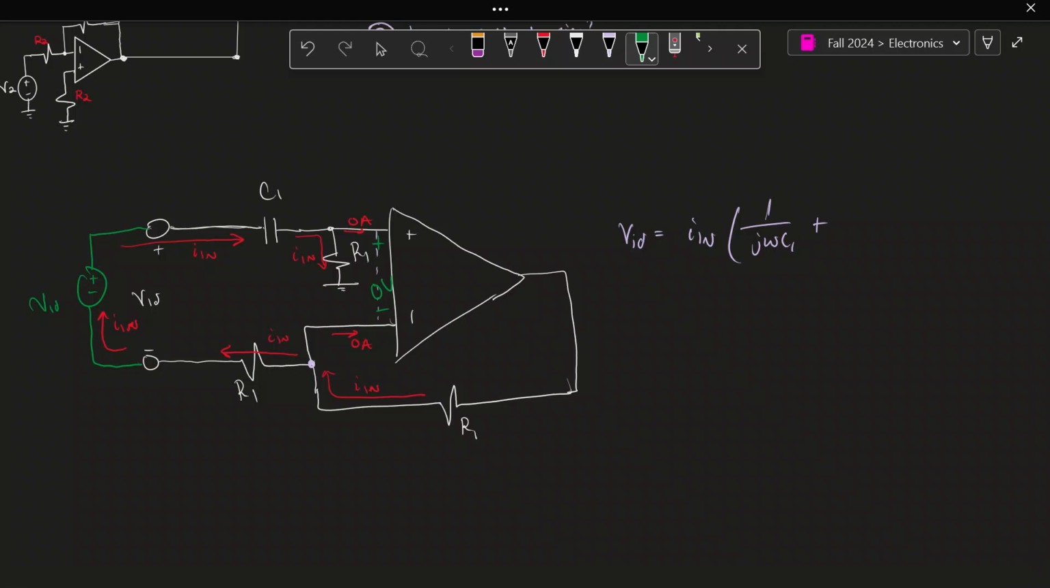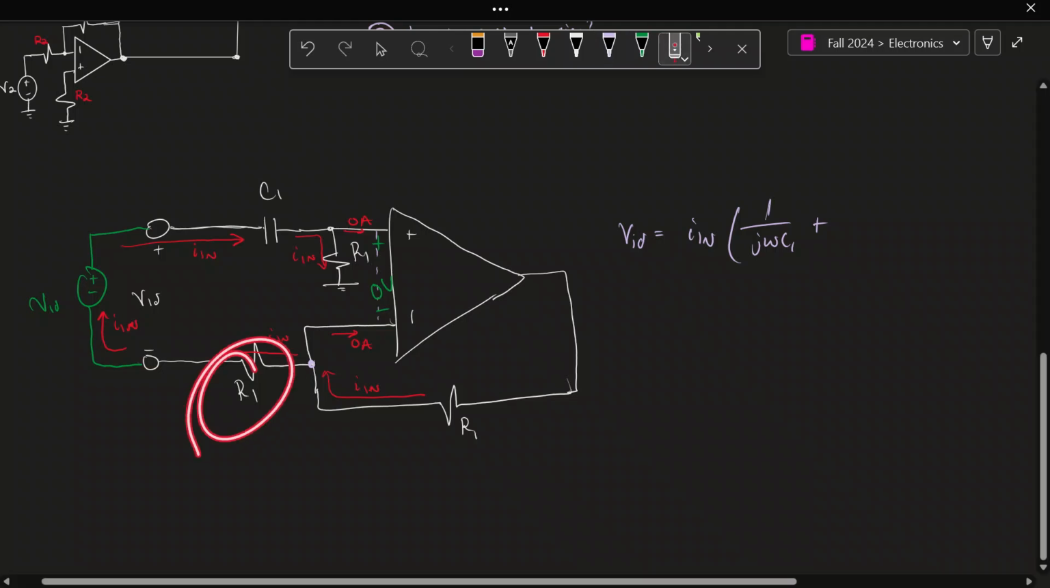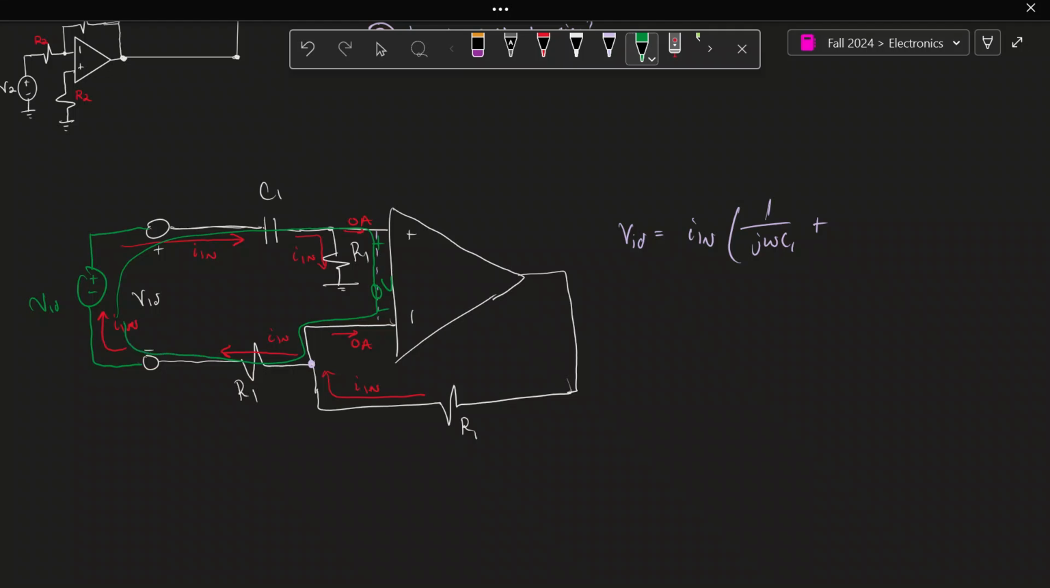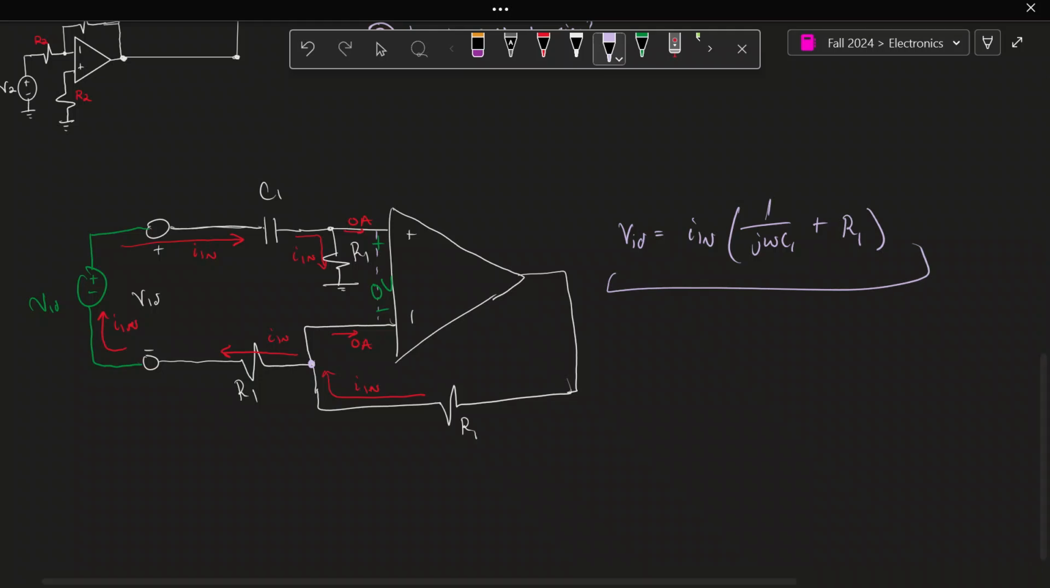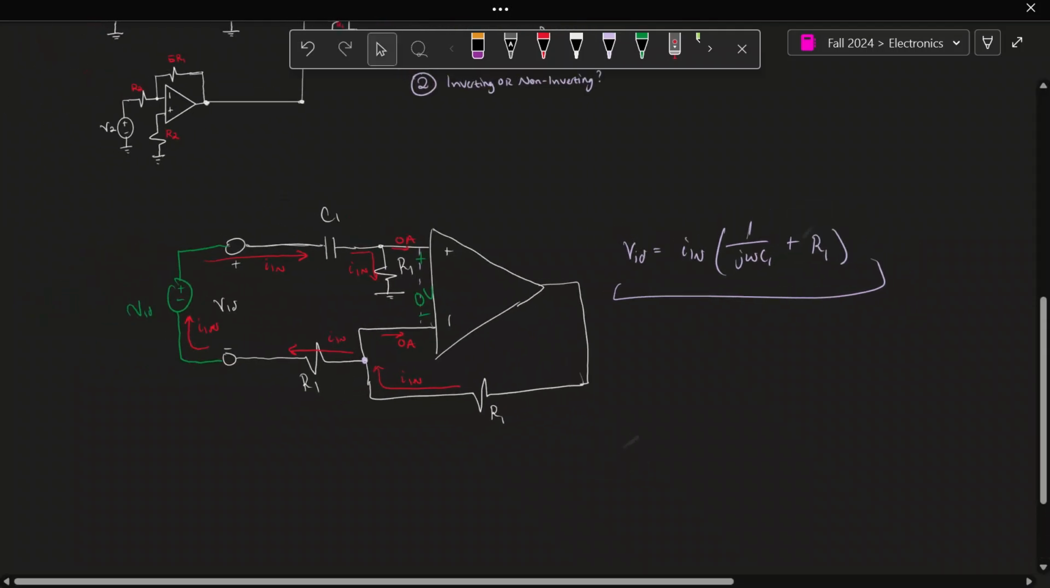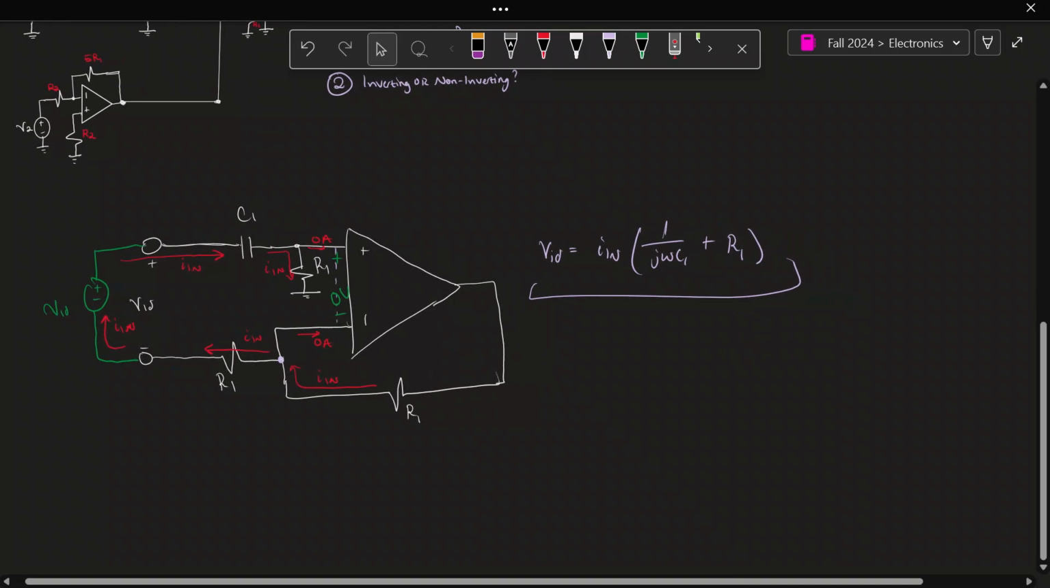So, what can we do then? What's the next resistor that feels that current? Well, that's this resistor. If we follow through here, I'll do this in green, we go through C1, we go across the virtual short, and we hit R1, and we're back to where we started. Perfect. So now we have plus R1. This is mostly all you need. But that's a very simple way to analyze your differential amplifiers.